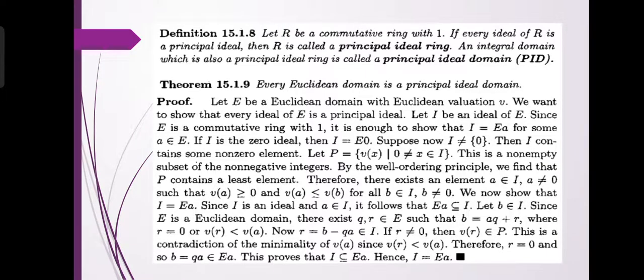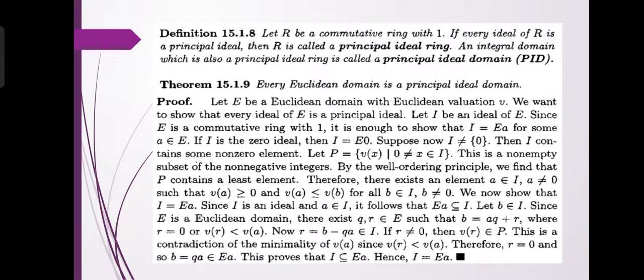In Definition 15.1.8, let R be a commutative ring with 1. If every ideal of R is a principal ideal, then R is called a principal ideal ring. An integral domain, which is also a principal ideal ring, is called a principal ideal domain, or PID. Theorem 15.1.9: every Euclidean domain is a principal ideal domain. So, proof: let E be a Euclidean domain with Euclidean valuation V.